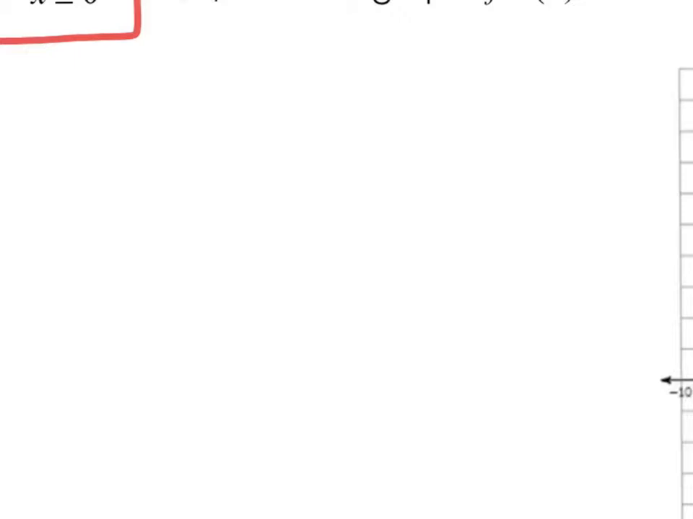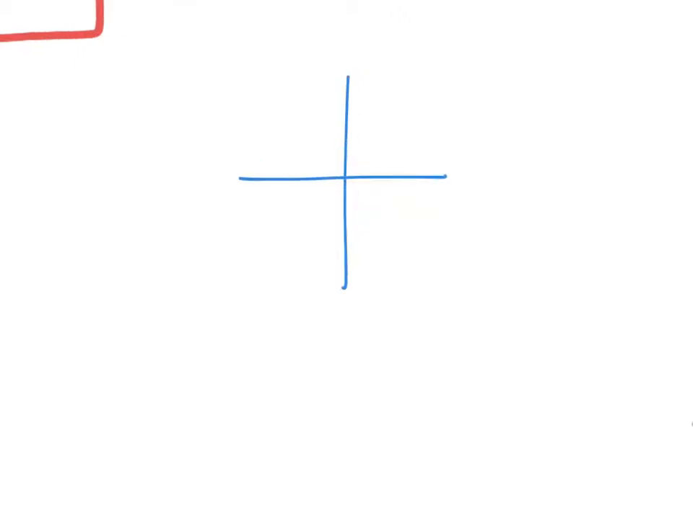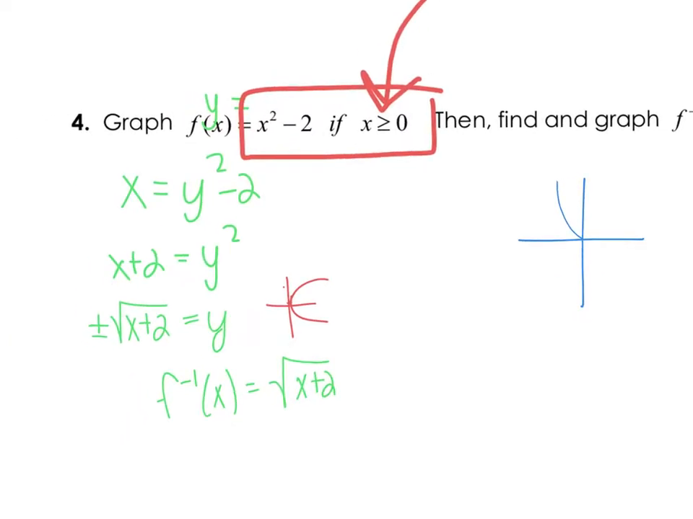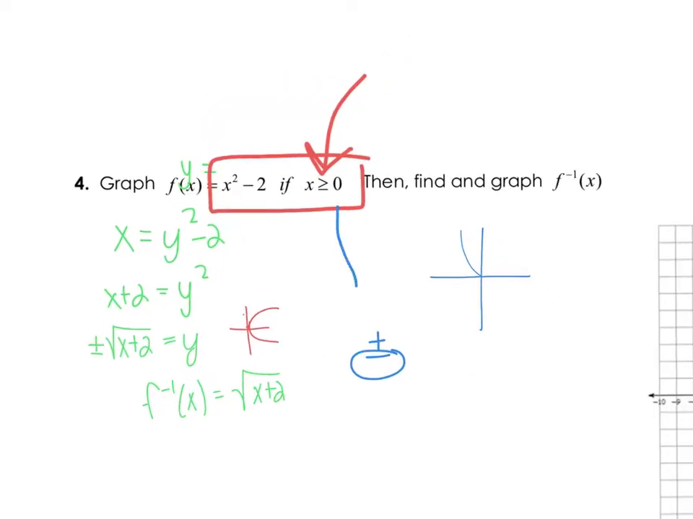Let's say, just for a hypothetical situation, that my original parabola was restricted on the negative side. So if it said only when x is less than or equal to 0, when I do my inverse, I would then keep the negative of the plus or minus. But again, because we restricted to the positive in this case, we're going to keep the plus of the plus or minus of the square root function.